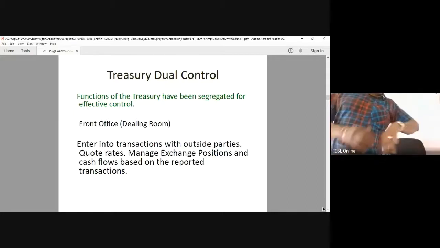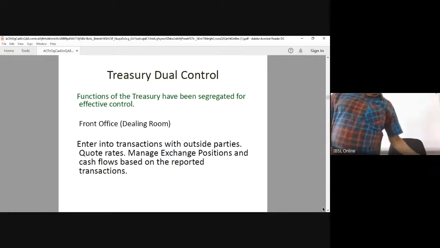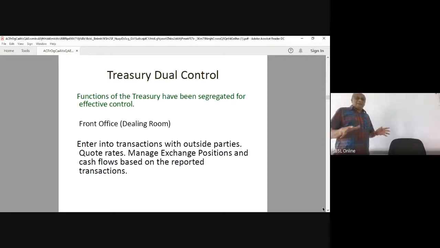In treasury, it's always having their functions segregated into two main officers, right? Two main officers. One is the front office. All the dealing room guys are there, front office. What they do is they are the people who enter into transaction with outside parties. They are just entering and they quote the rates, right? And they are the people who manage the exchange positions. You have to report it to the front office, the dealing room, our treasury positions, right?